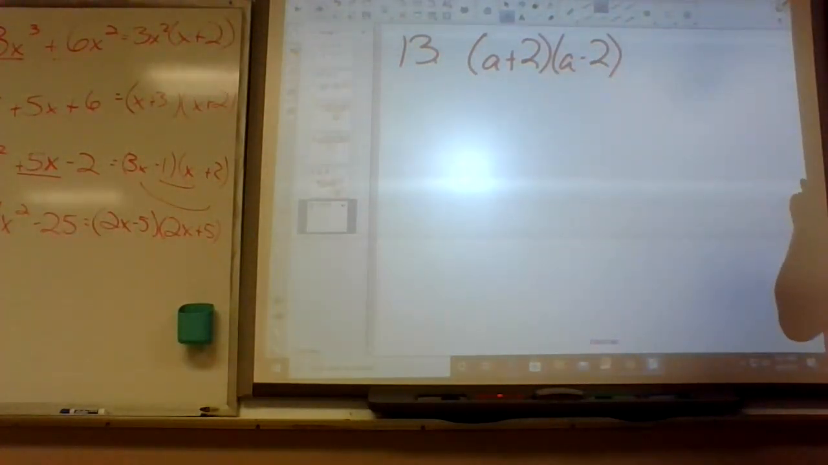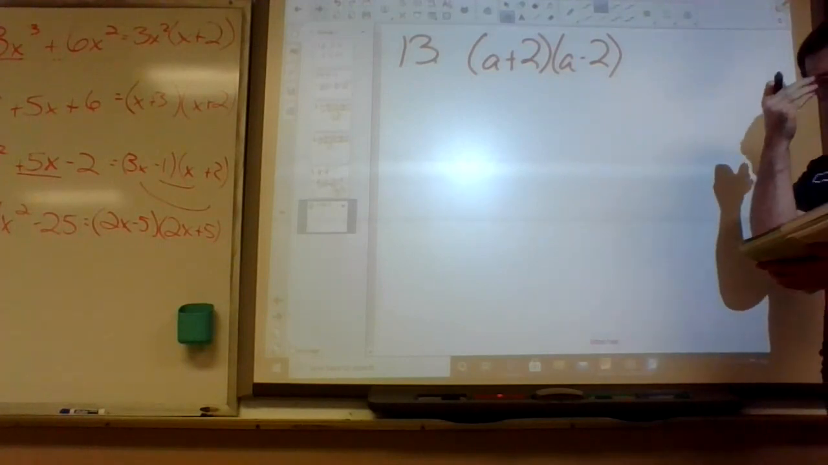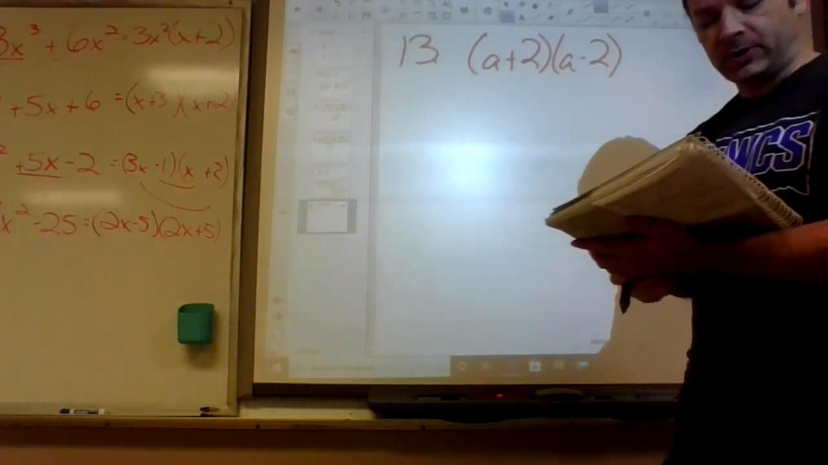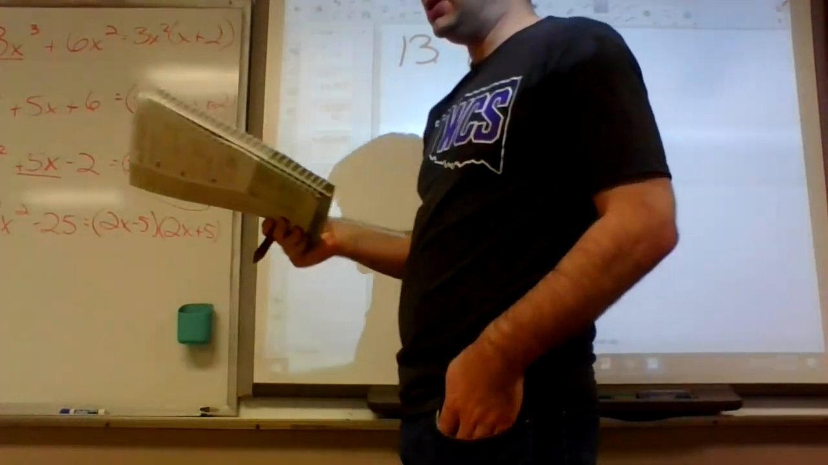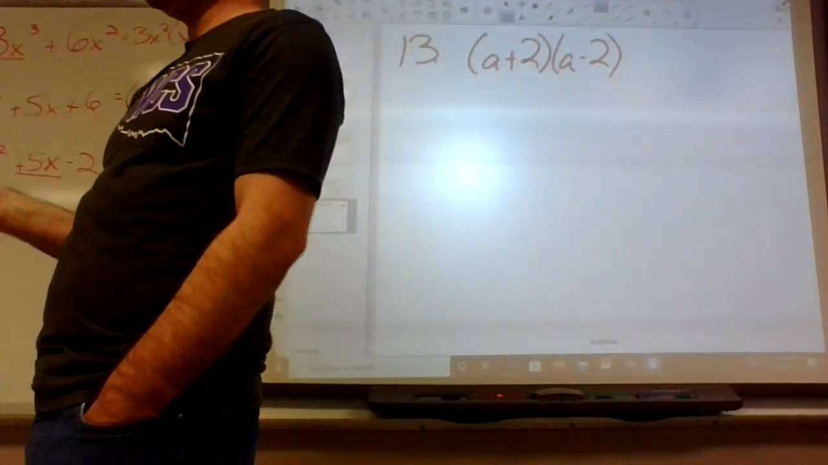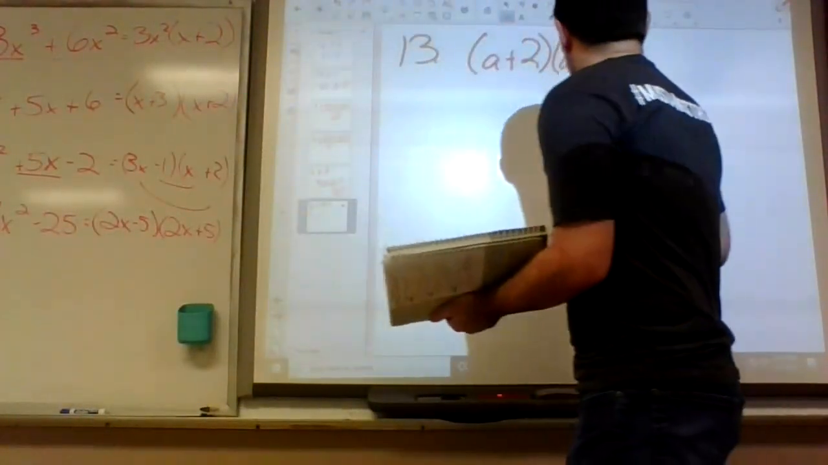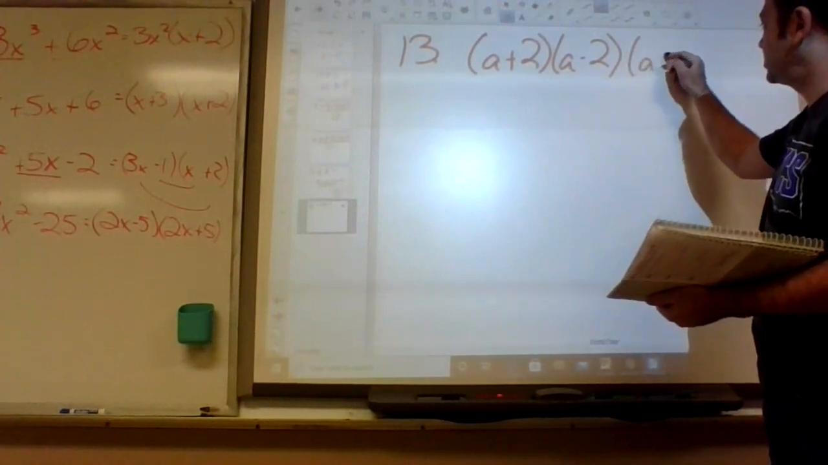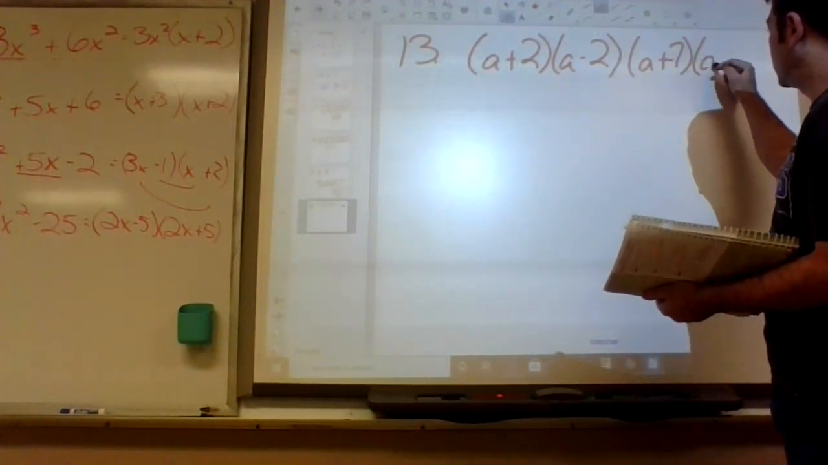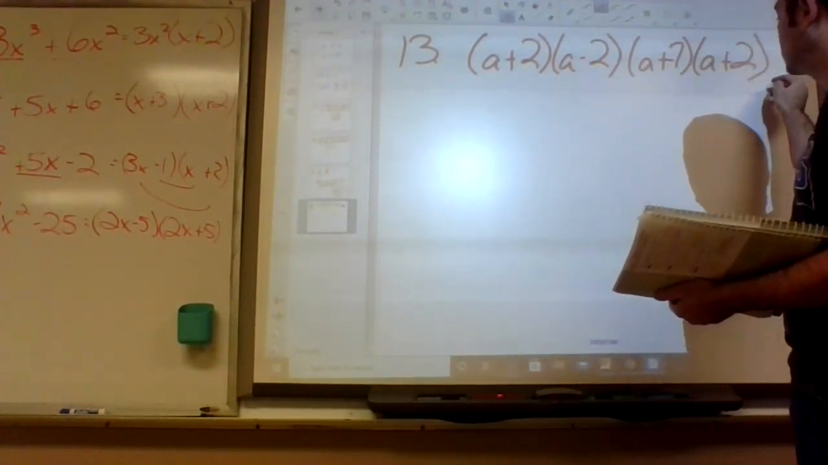Okay, and then the bottom right is gonna flip to the top right, so I'm looking at the bottom right. What goes into 14 that adds up to 9? 7 and 2, so it's a plus 7, a plus 2.